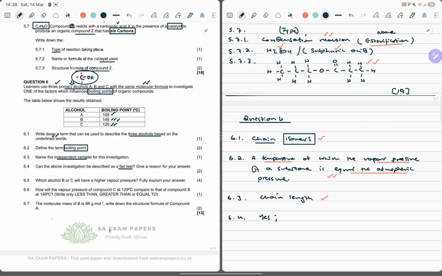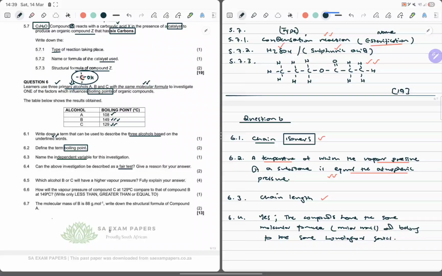Anyway, guys, so we know that this is a fair test, and the reason is that these have the same molecular formula. So the compounds have the same molecular formula. You can even say the molar mass, and belong to the same homologous series, meaning they have similar chemical properties.